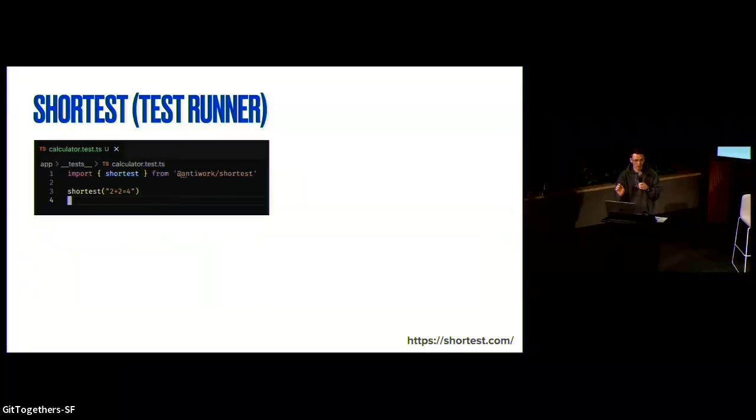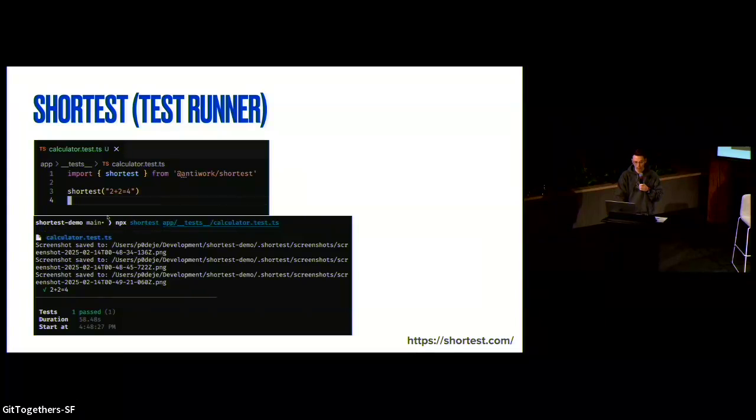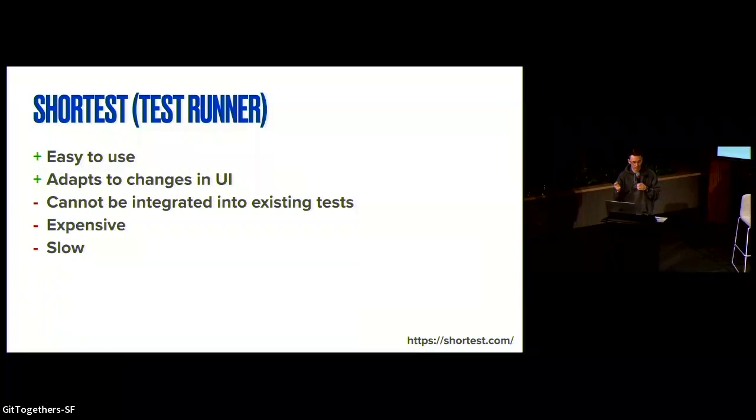And that's how this test works. And it's very short, so it's Shortest. You can define the whole test in a single line. And then when you run it, it would actually start the browser, start taking screenshots, and send them to Anthropic. It's on the slower side. So you can see it did finish successfully, and it took about a minute. So it's very easy to use.